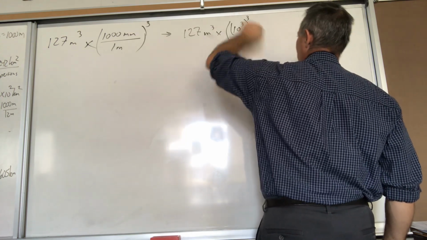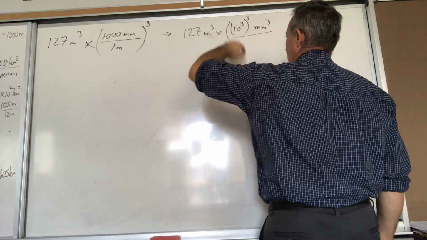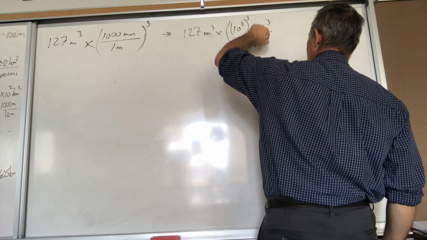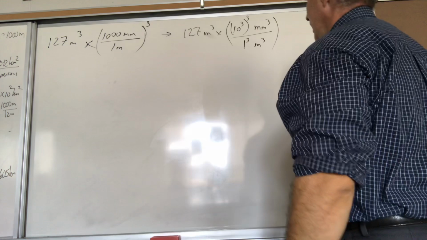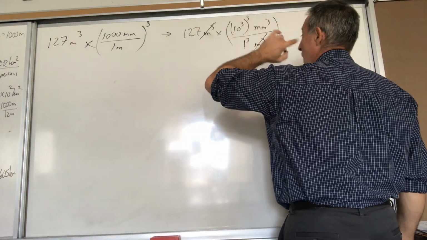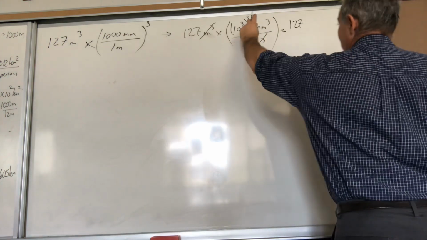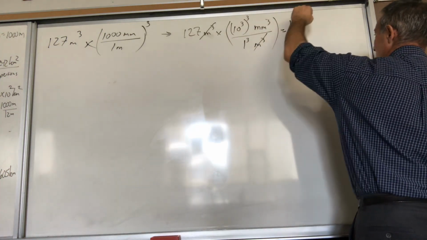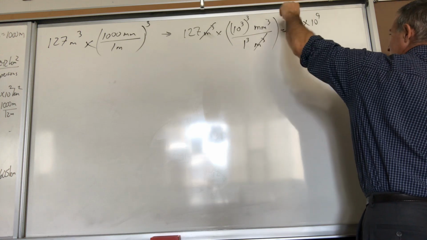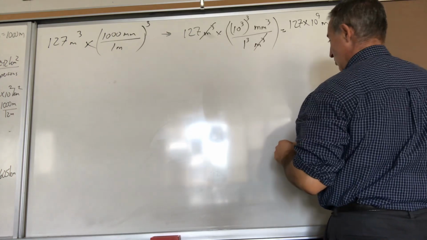Raise that to the power of 3, and then you get millimeters cubed, 1 cubed meter cubed. And that causes this to be canceled. And then we simplify it, writing 127, 10 to the power of 3 raised to the power of 3 is 10 to the power of 9 millimeters cubed. The 1 doesn't do anything because it stays 1.